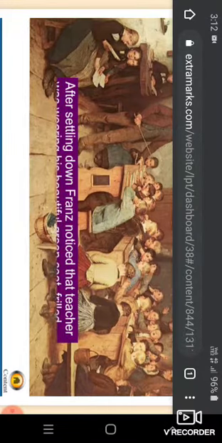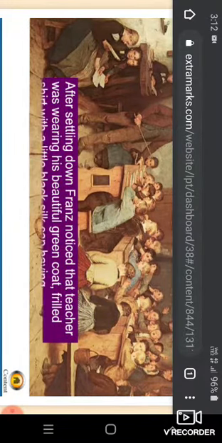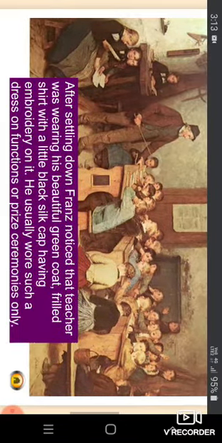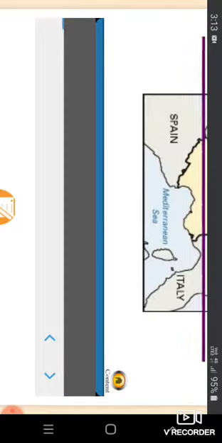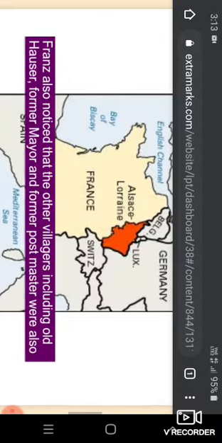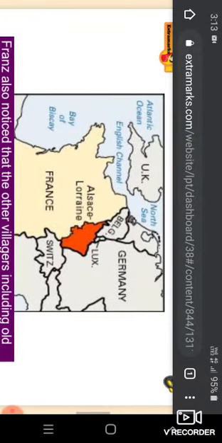Franz noticed that the teacher was wearing his beautiful green coat and frilled shirt with a little black silk cap having embroidery on it. He usually wore such a dress on functions or prize ceremonies only. He also noticed that the other villagers, including old Hauser, the former mayor, and the former postmaster, were also there in the classroom. They were seated on the benches at the back of the class.